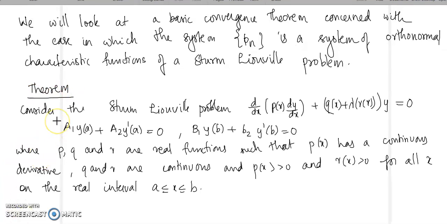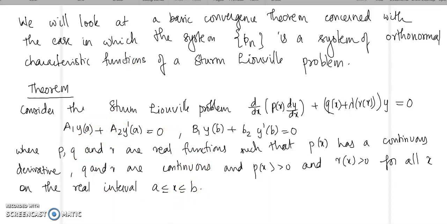The theorem is: consider the Sturm-Liouville problem d by dx of p of x into dy by dx plus q of x plus lambda r of x y equal to 0, with the boundary conditions a1 y of a plus a2 y dash of a equal to 0 and b1 y of b plus b2 y dash of b equal to 0, where p, q, r are real functions, p of x has a continuous derivative, q and r are continuous, and p and r are greater than 0 for all x on the interval a less than or equal to x less than or equal to b. So this is the Sturm-Liouville problem.